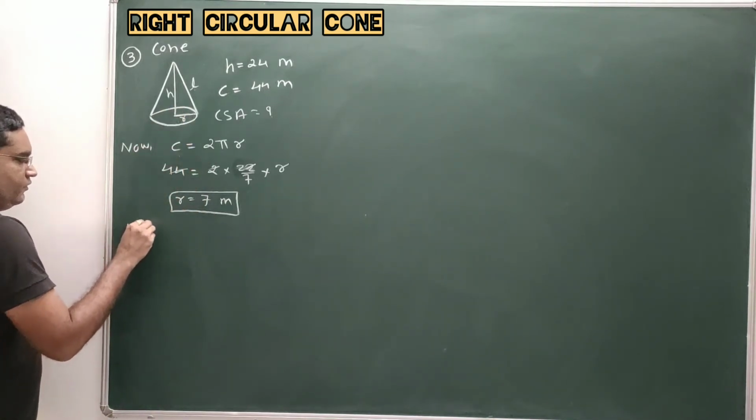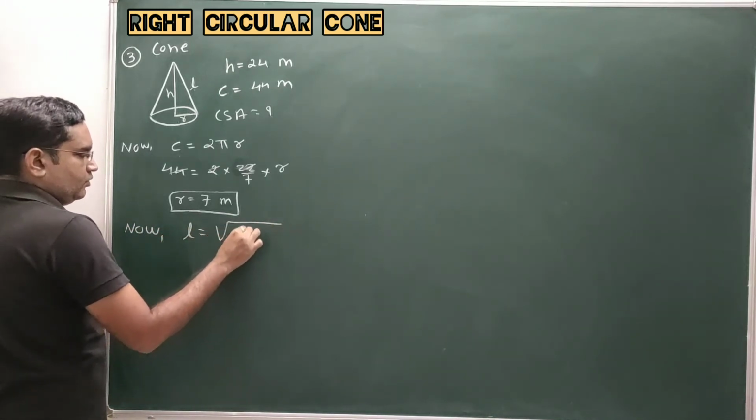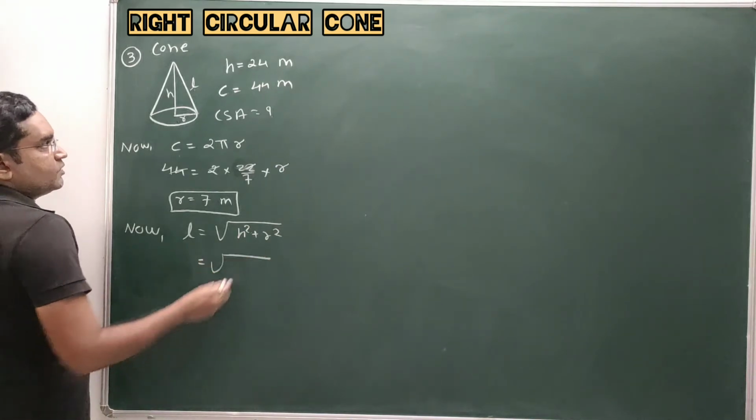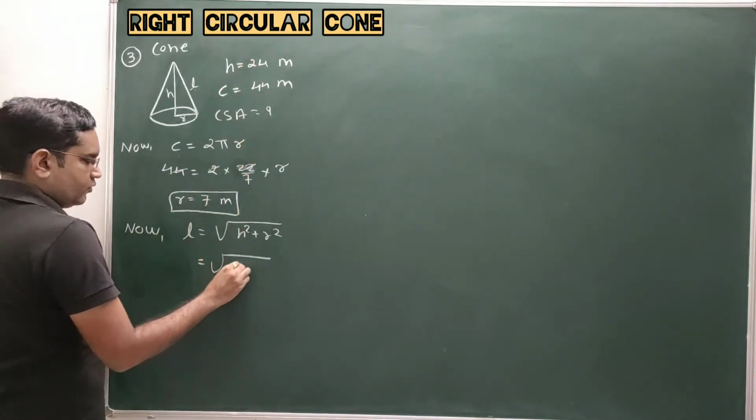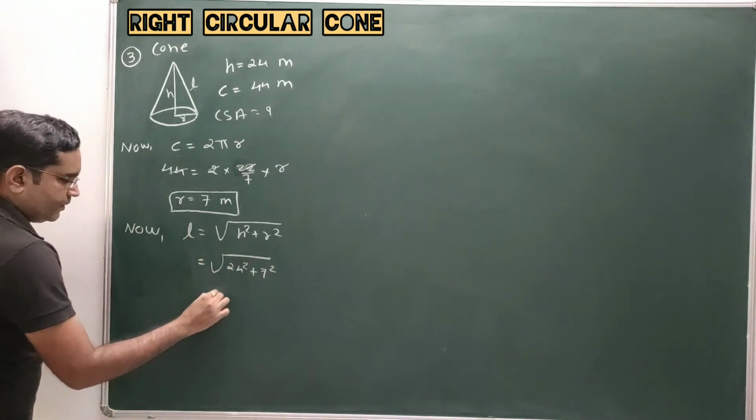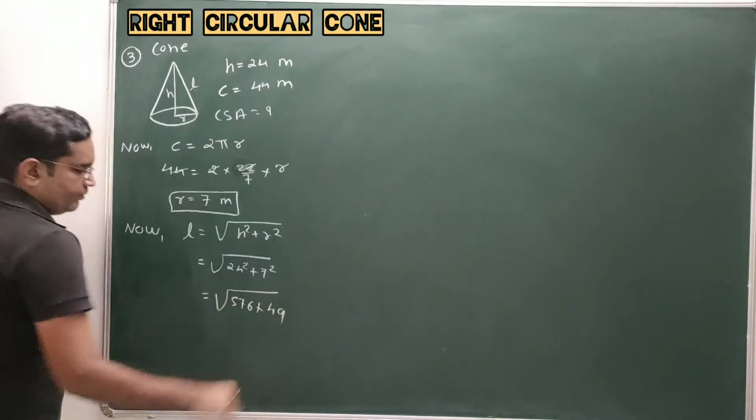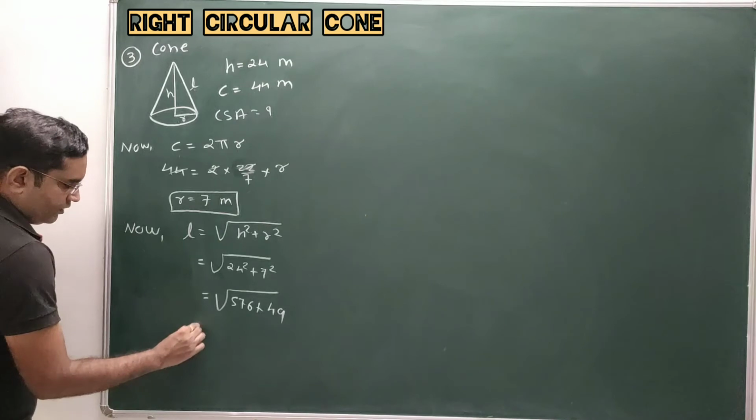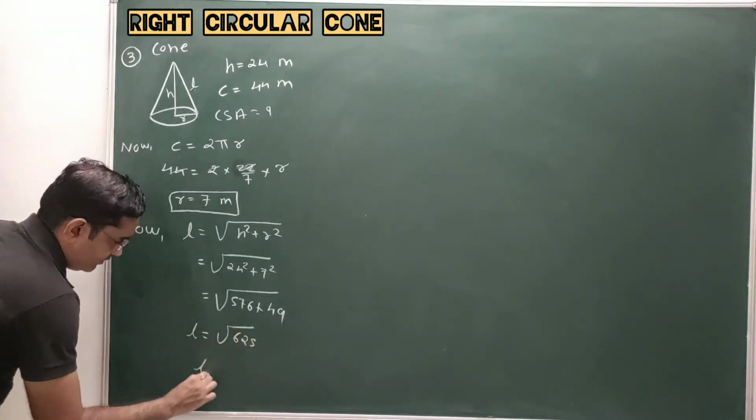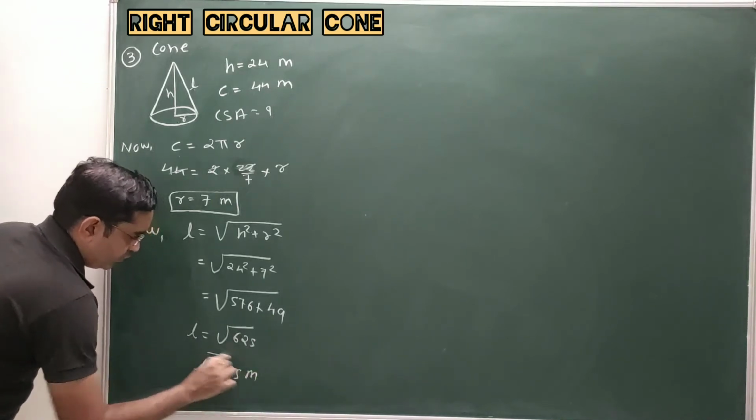Now we can find the slant height L, which is the square root of h square plus r square. That is 24 square plus 7 square, which is 576 plus 49. So L equals the square root of 625, and hence the slant height of the cone is 25 meter.